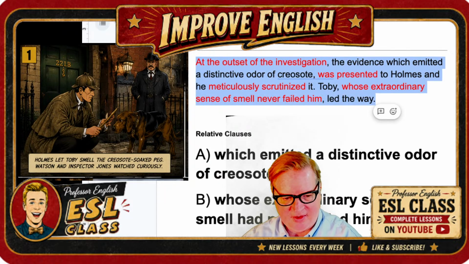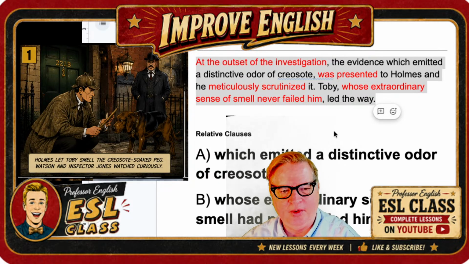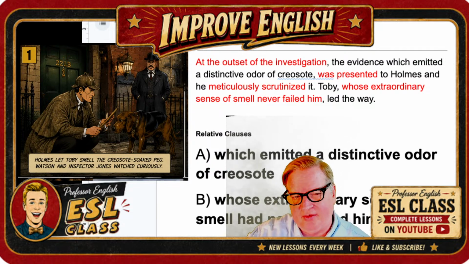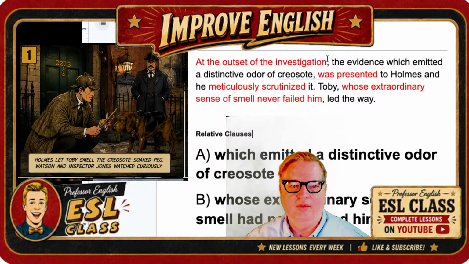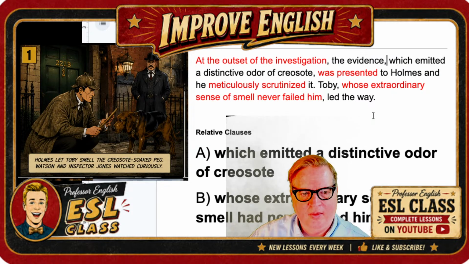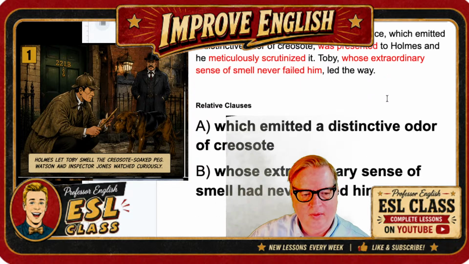Okay, I'm just going to copy and paste everything here, and I will ask you to read it, but remember to focus on the special words that you really want people to hear. Can you read the whole thing? Try to focus on those special sounds. At the outset of the investigation, the evidence which emitted a distinctive odor of the creosote was presented to Holmes. He meticulously scrutinized it. Toby, whose extraordinary sense of smell never failed him, led the way.